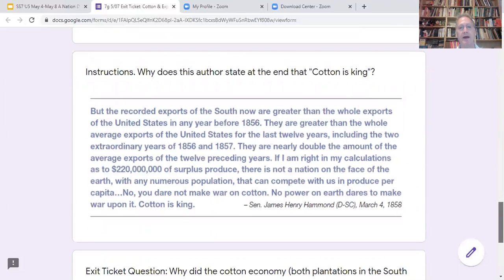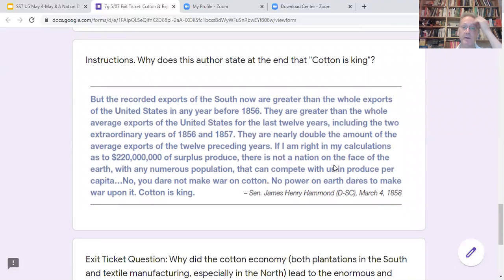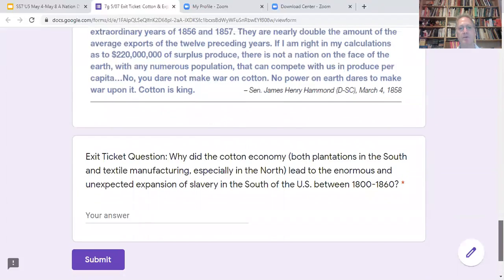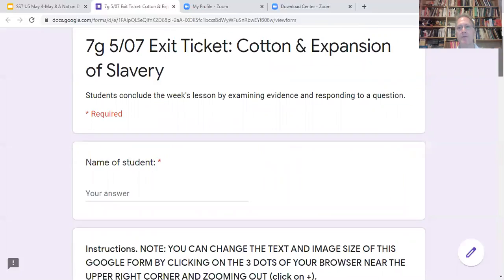And then finally, we have a text from the period, which uses the expression King Cotton. So I want you to read it carefully to get a sense from a primary document of what we mean by King Cotton.